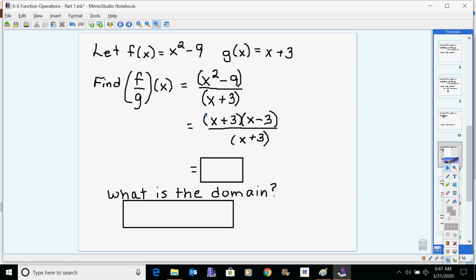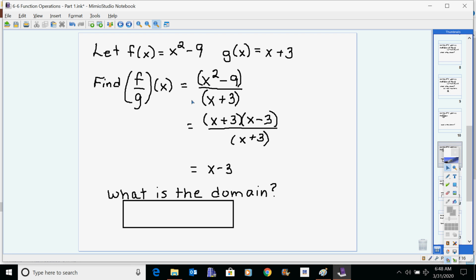Now here we have x plus 3, they can cancel out. So the really neat thing about this is this function really reduces down to x minus 3. If you were to graph that, it looks like a line because it's mx plus b form. You'd have a line. The thing is, though, in this one there would be a number that would not be allowed to be used. And this is where our domain comes in.